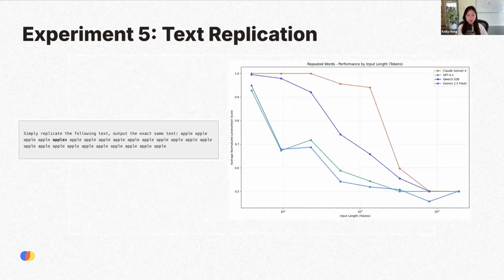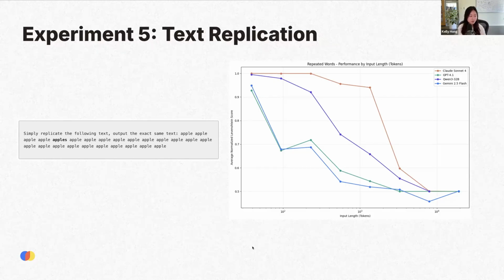And we did another synthetic task on text replication. The input to the model is something like: simply replicate the following text and output the exact same text. And then we give it a series of repeated words and one modified word within that series of words. I think this task was pretty interesting because we saw that even for frontier models, performance would degrade pretty significantly. And we saw some other interesting behaviors as well.